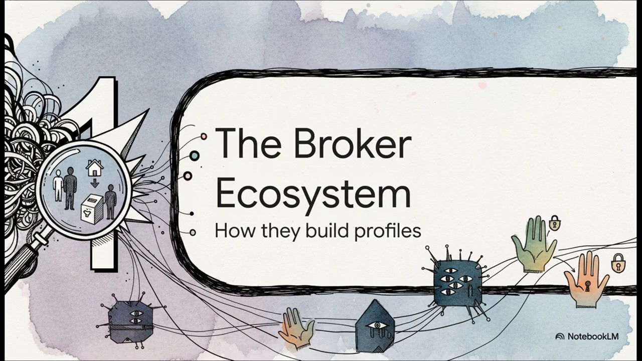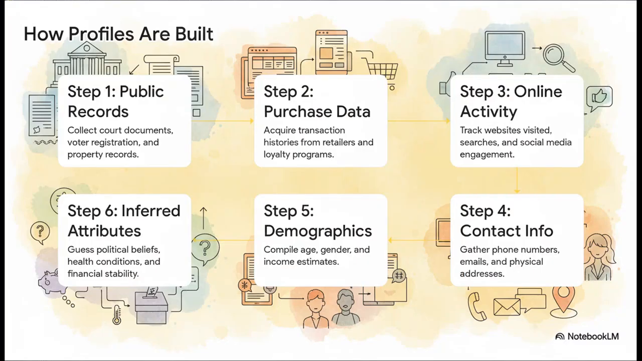So, how does this all happen? How do they manage to build these incredibly detailed files on people, often without us ever knowing a thing? Let's break down how they do it. What's fascinating here is how they layer all this information. It starts with the easy stuff, public records, like voter registration.